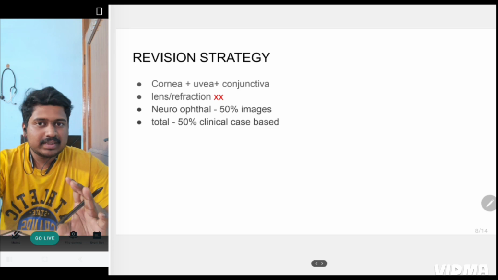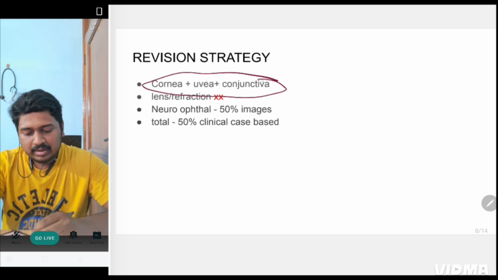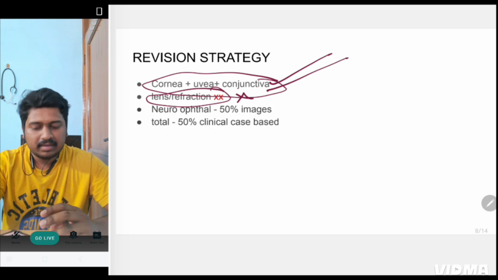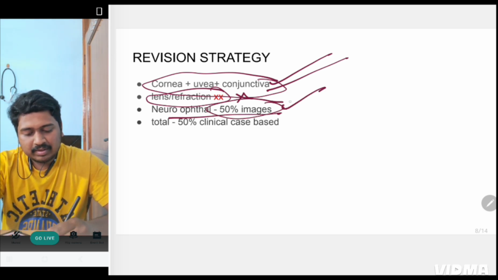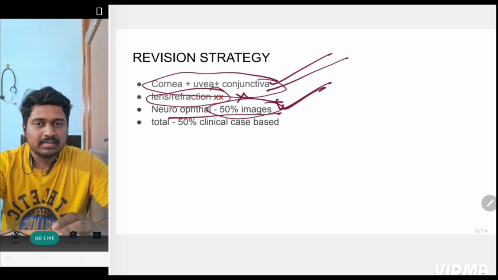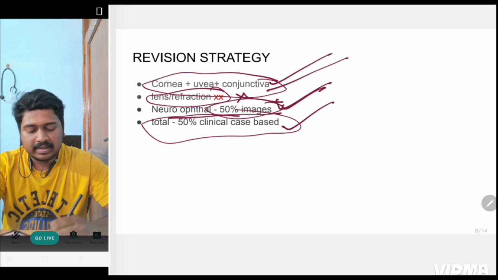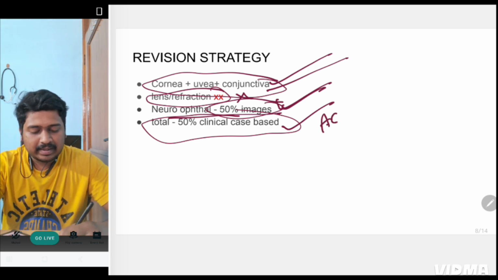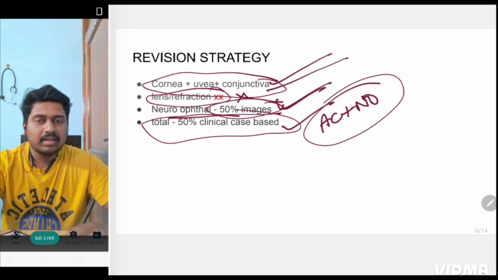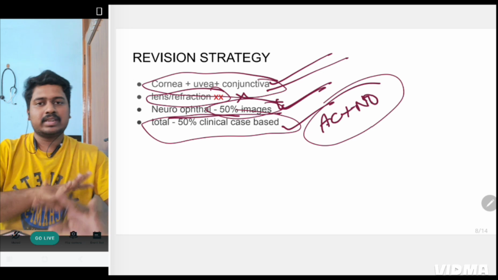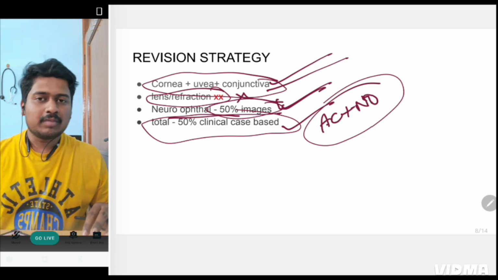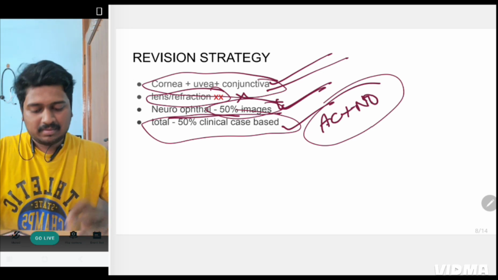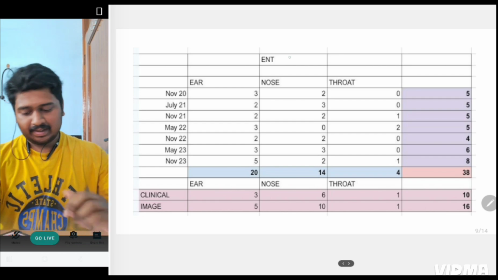So what is the revision strategy for ophthal? Cornea plus uvea plus conjunctiva, very important. Lens plus refraction, don't study. In neuro-ophthal, 50% of the images are asked from neuro-ophthal only. That is very important, and a total of 50% are clinical-based questions, especially from anterior chamber plus neuro-ophthal. So go ahead with this and wind up ophthal, because ophthal is very specific. Okay, coming to ENT.